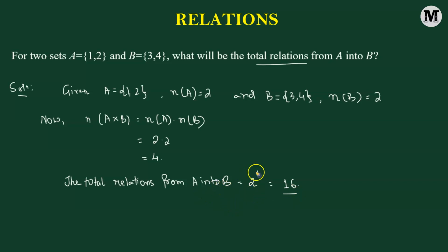In other words, 2 raised to the power of 4 is the formula for finding the total number of subsets of the Cartesian product of A and B. The total number of subsets of the Cartesian product of A and B is simply the total number of relations from A into B.